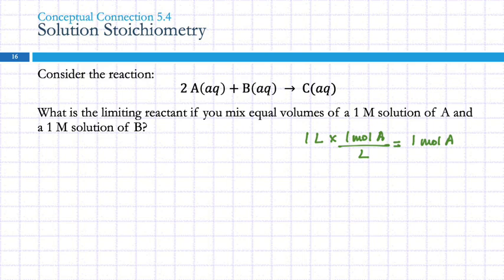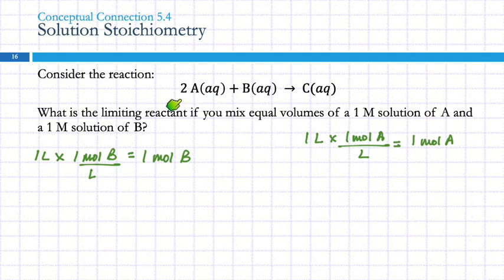1. This is not anything to do with the reaction up here right now. We're just looking at the solutions. If we wanted to write that out, we could say, 1 liter of this times 1 mole of B per liter of B, and that's going to give me 1 mole of B. It doesn't matter what these volumes are, it says they're equal. If the volumes are equal, the concentrations are the same, then the moles of A and B are going to be equal.